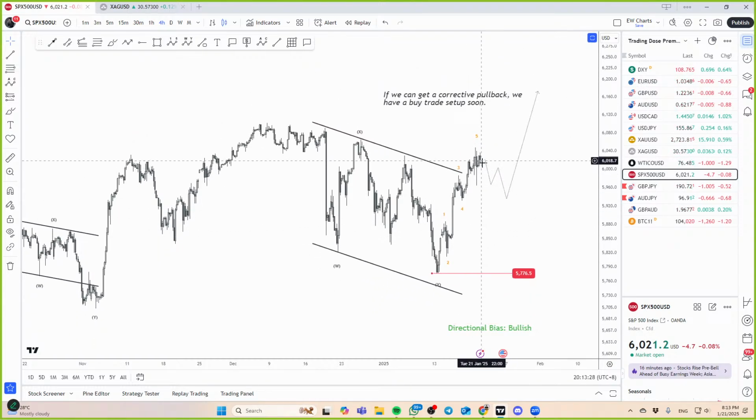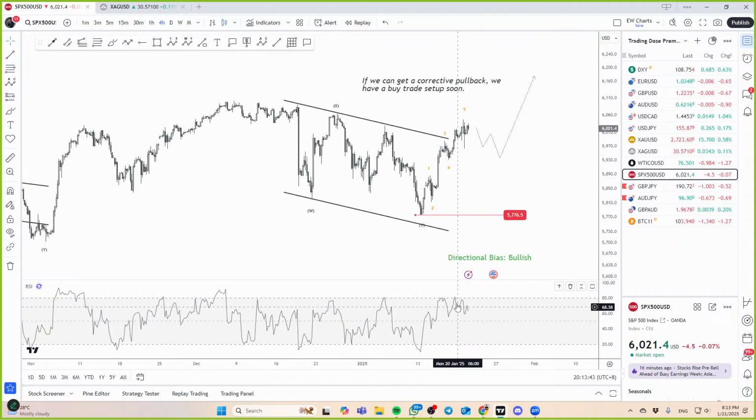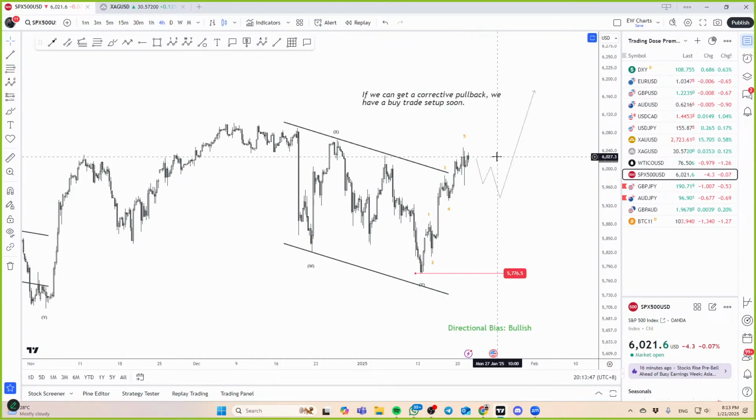S&P, any sort of corrective pullback would present itself as a buy opportunity. I think this is an internal 1, 2, 3, 4, 5. Between wave 3 and wave 5, obviously you can see the lack of momentum there already. Divergence is building up already. So I think overall bullish, and any corrective pullback can be seen as a buy trade opportunity.